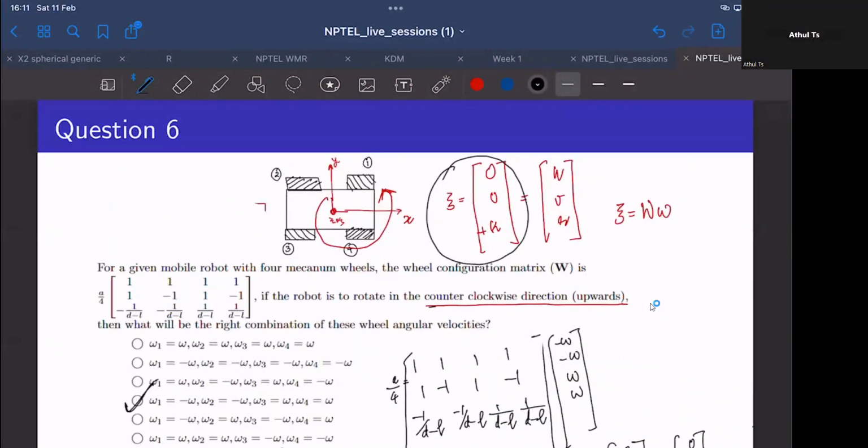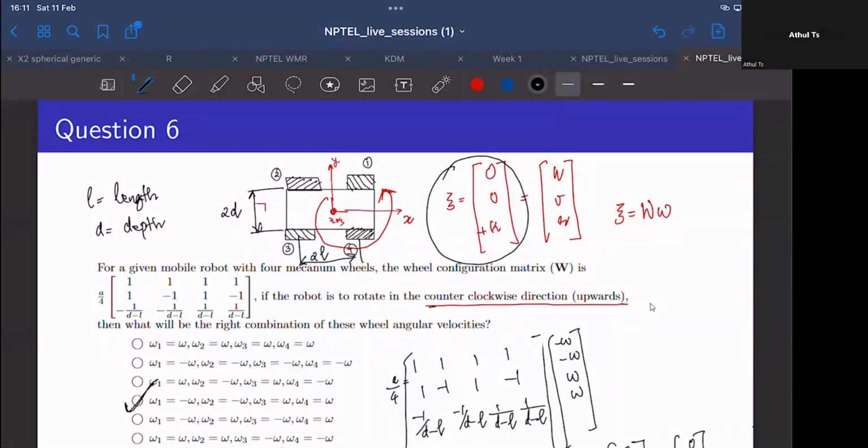So as per the convention that we have used in our textbook, the width-wise dimension is termed as L. This would be 2 times D, and this would be 2 times L, where L would be the length and D would be the depth.